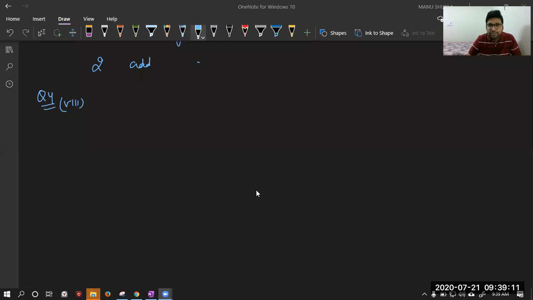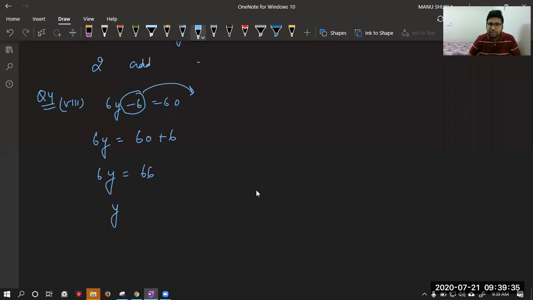Very good. It is 6y minus 6 is equal to 60. And now, if you want to solve it, it is very easy. It is easy to send the -6 to the right side first. When it goes to that side, it becomes +6. So 6y is equal to 60 plus 6, which becomes 66, and finally the answer is 11. 6 elevens are 66. I hope it is clear.